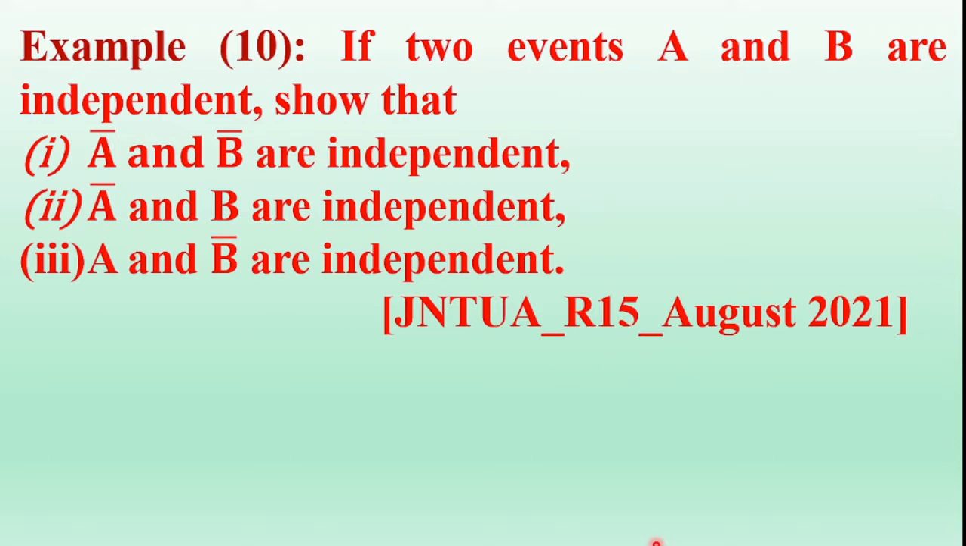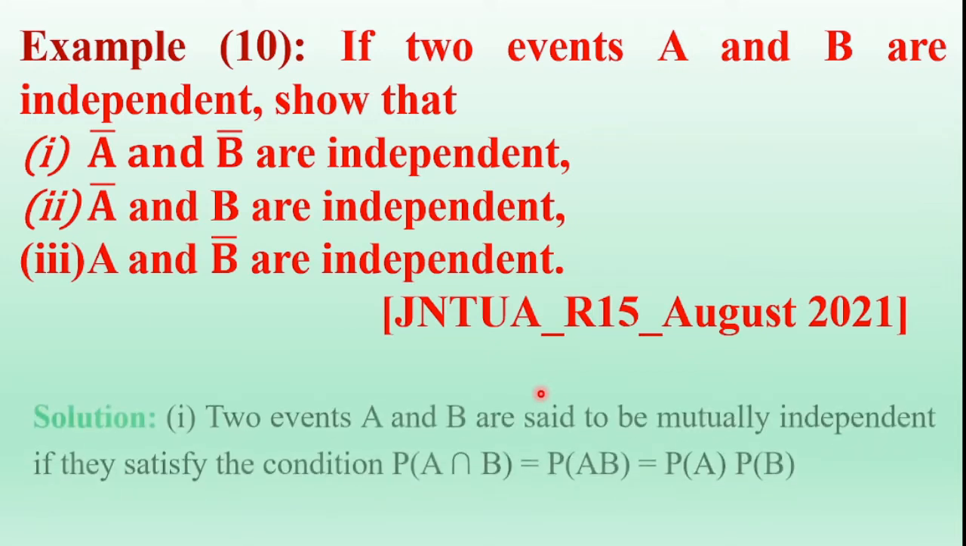In this video, I am going to discuss one more example of probability theory. This is a previous examination question. The given example is: if two events A and B are independent, show that first, A bar and B bar are independent events; show that A bar and B are independent events; and show that A and B bar are independent events. This is a previous examination question.